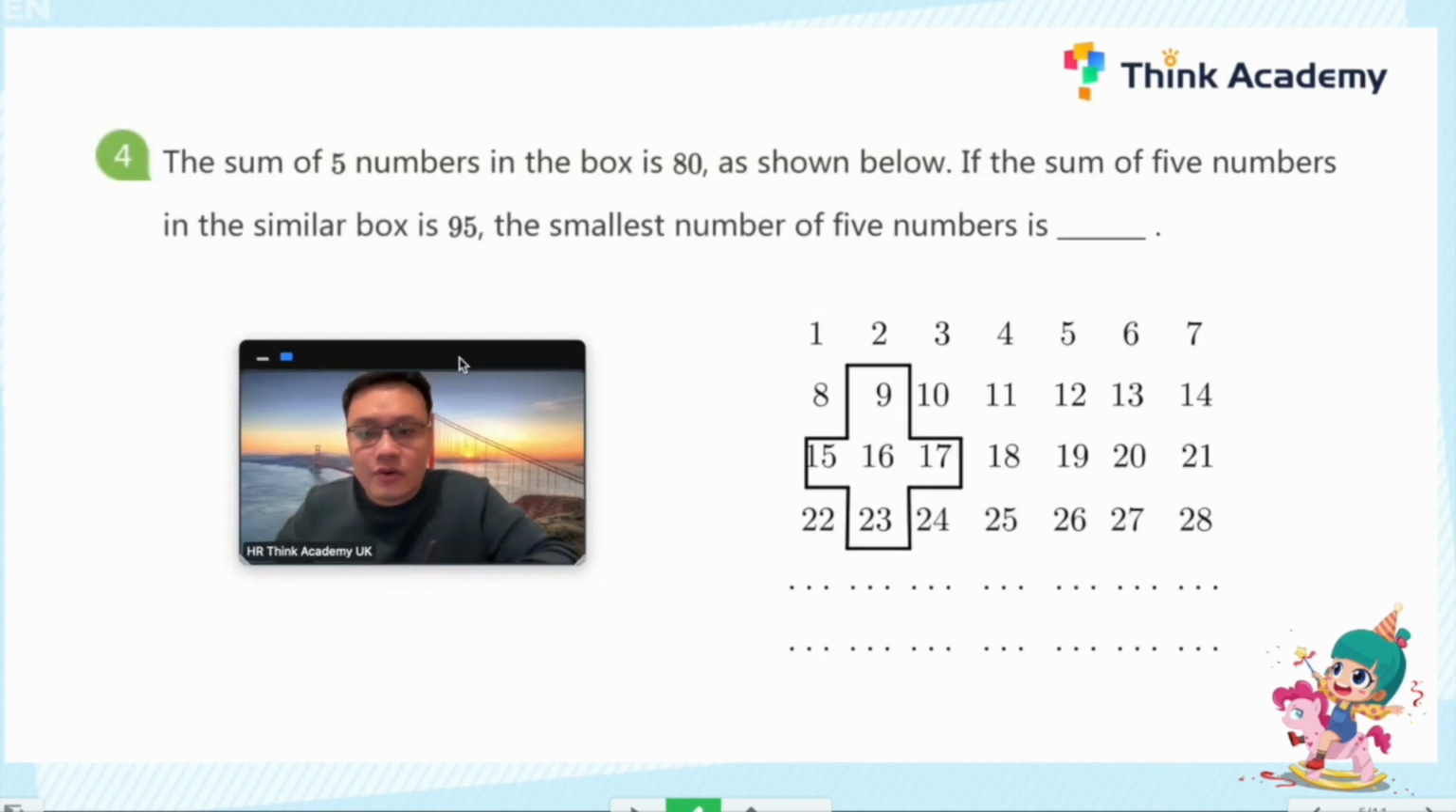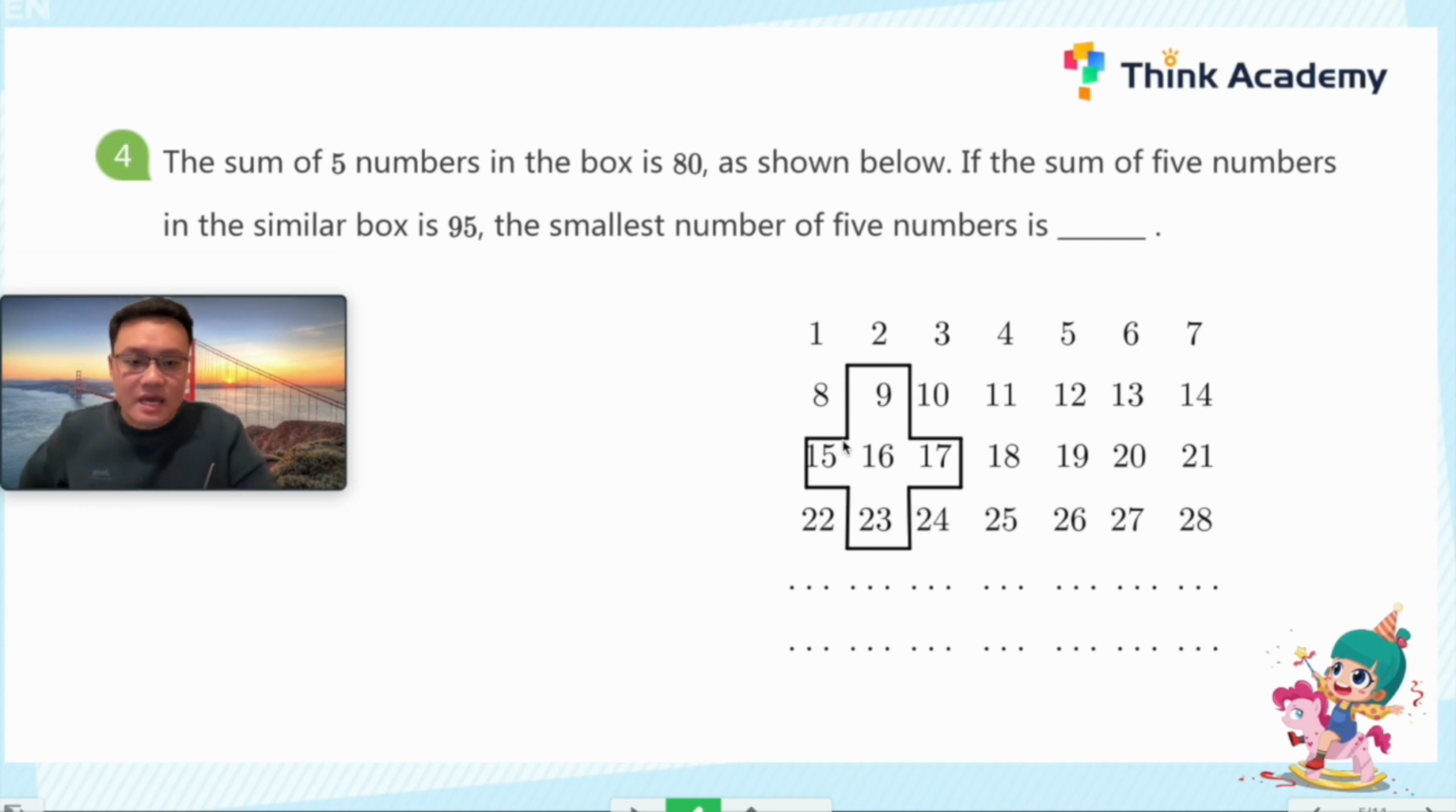Okay, question number 4. The sum of 5 numbers in the box is 80, as shown below. If the sum of 5 numbers in the similar box is 95, what is the smallest number? Okay, so I'm going to set the middle one as x. The number above it equals this number take away 7, so that's going to be x minus 7. The left number is x minus 1, the right number is x plus 1. And the number on the next row will be x plus 7.